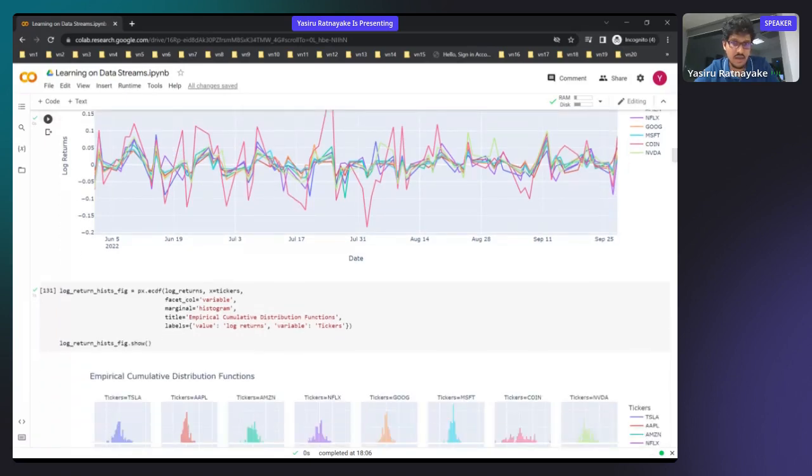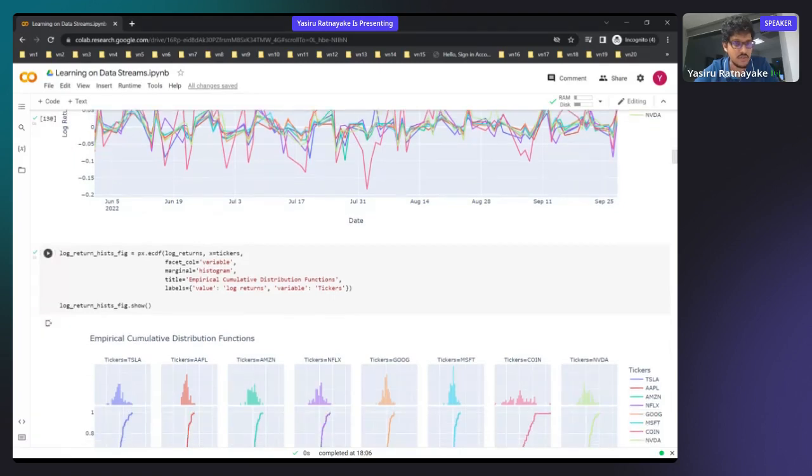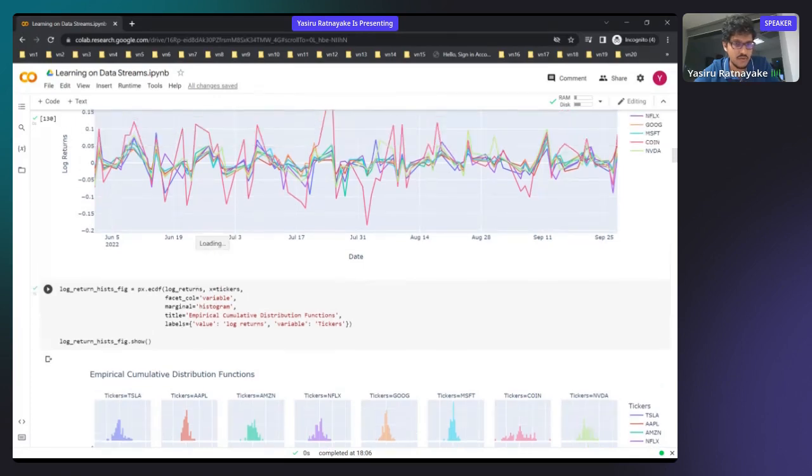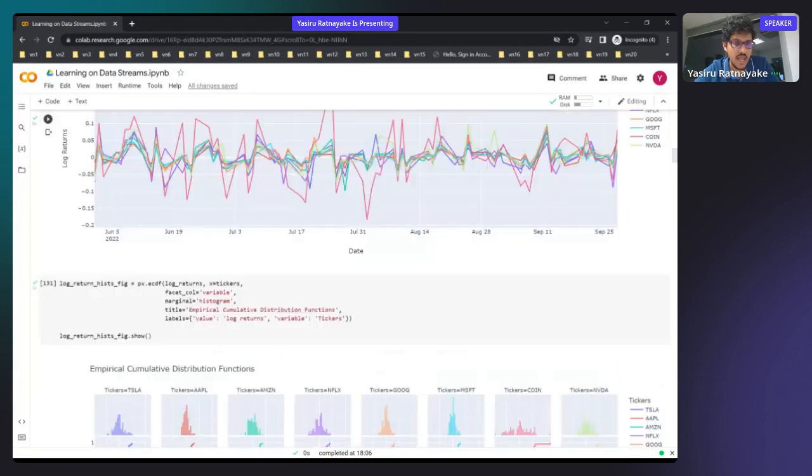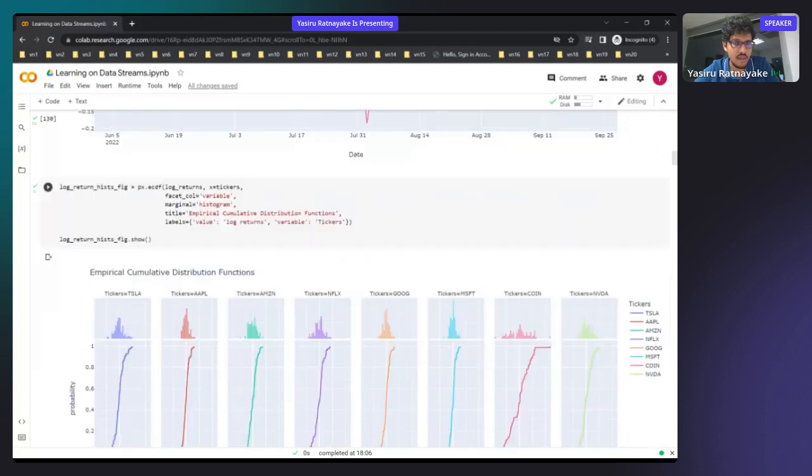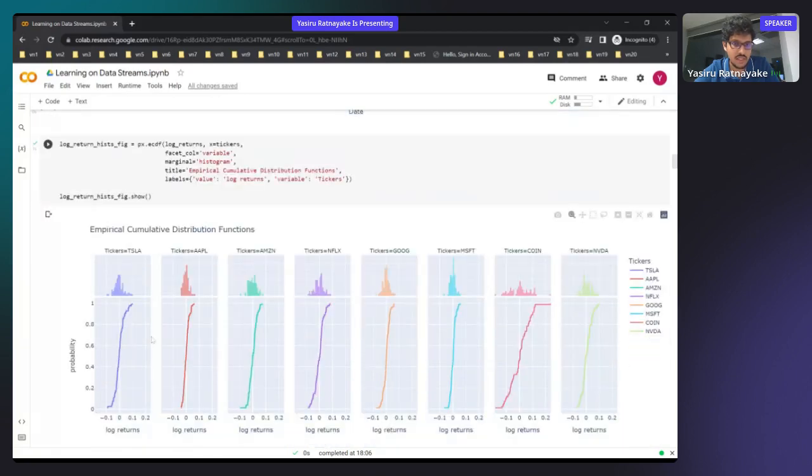What you want to be looking at, though, is the empirical distribution of these series. So what I'm going to do now is look at these log returns that I just generated, and try to plot them as empirical CDFs. If you've not seen this kind of plot before, this is just like a cumulative distribution function, but on the real data.